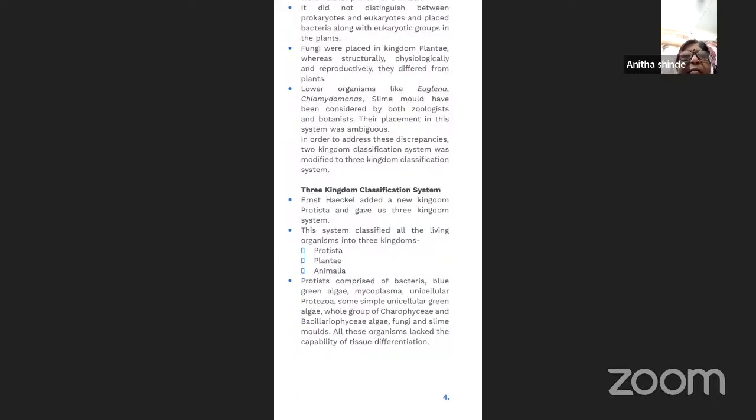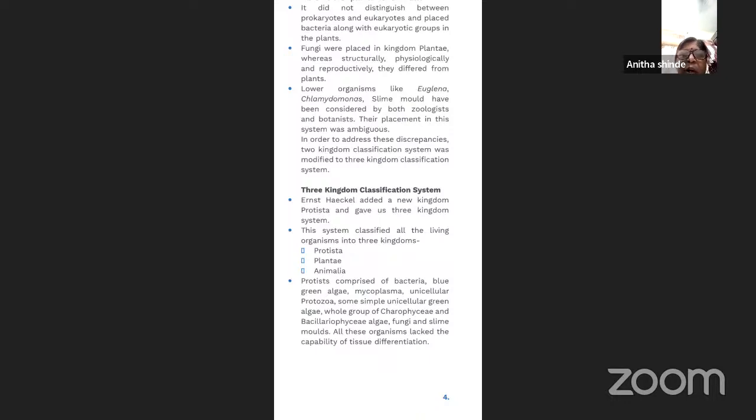Now this was actually given by Ernest Haeckel. So what he did is, in this, he added another group, a new kingdom, which he called Protista. Okay. So Ernest Haeckel added a new kingdom called Protista, and he gave us the 3-kingdom system. So now, apart from the Plantae as well as the Animalia, another group is added, that is what we call Protista. So this system classified the organisms into 3 kingdoms. One is called Protista, then the second one is Plantae, and the third one is Animalia.